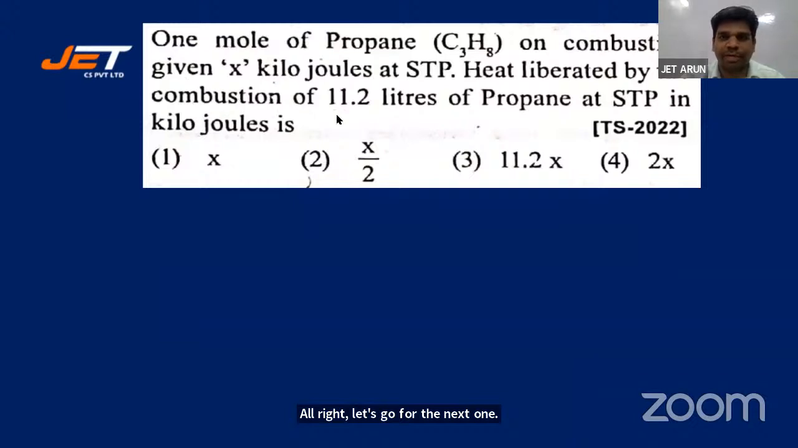One mole of propane, that is C3H8, on combustion gives X kilojoules of heat at STP. Heat liberated by the combustion of 11.2 liters of propane at STP in kilojoules is. Simple numerical, students. Try చేయండి. X kilojoules at STP, 1 mole. Now 11.2 liters ఎంత రిలీజ్ చేస్తుంది heat?